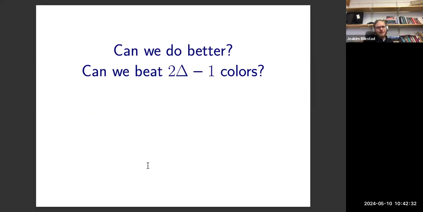Can we beat 2 delta colors? And perhaps surprisingly, the unfortunate answer is no. But my talk is not over yet. There is some silver lining and some hope a bit later. But let's first understand why the answer is no. Why can we not beat the 2 delta colors? And why is greedy optimal?